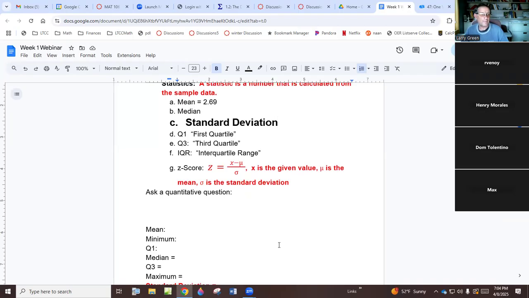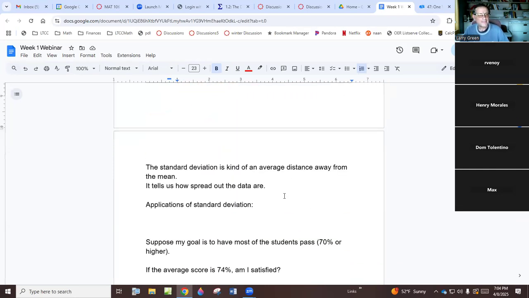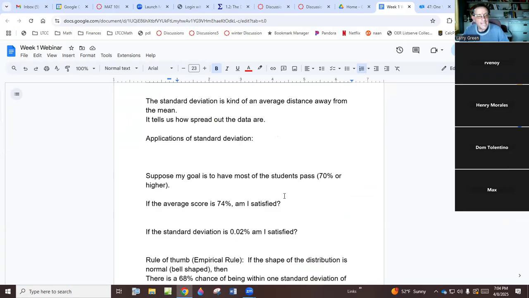Okay, very important. Then the next one is a z-score. The formula for the z-score is z equals x minus mu over sigma, where x is the given value, mu is the mean, and sigma is the standard deviation. Any questions? I've kind of already talked about all this stuff.